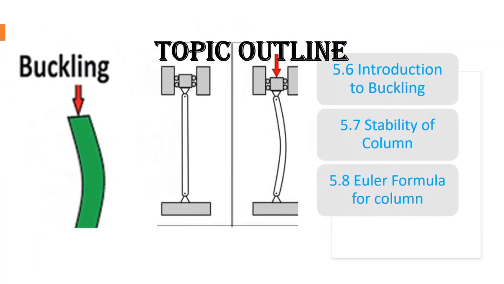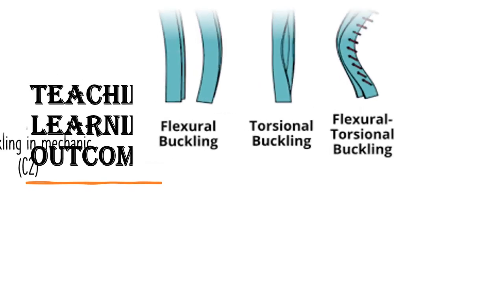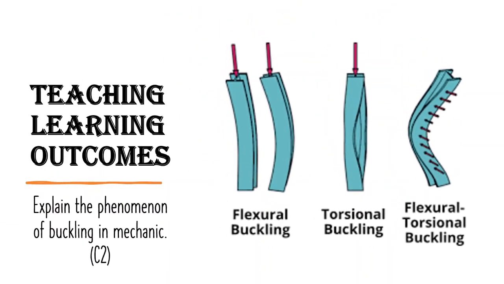Topic outline. Introduction to buckling. Stability of column. Euler formula for column. Teaching learning outcomes. Explain the phenomenon of buckling in mechanics. CE2.